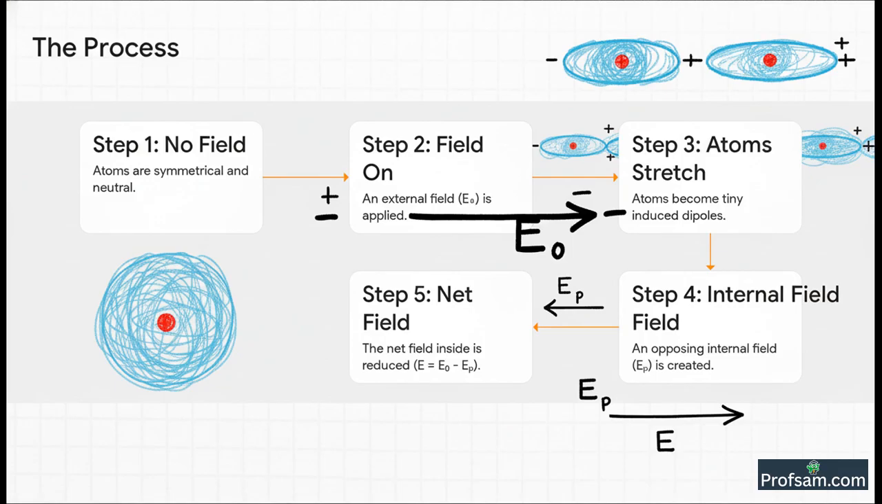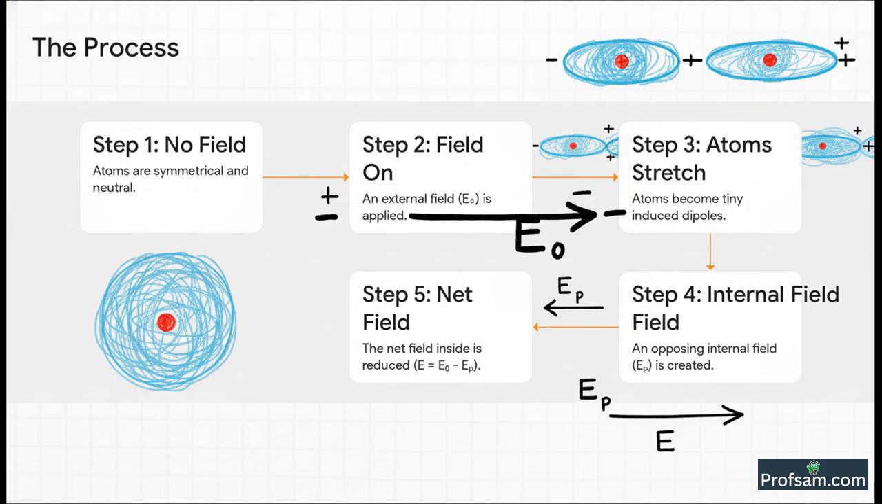As soon as we do this, the positive nucleus gets a little push in the direction of the field, while the negative electron cloud gets pulled in the opposite direction. This causes the whole atom to kind of stretch out into an oval shape, which you can see in step three. This stretched out atom is now what we call a tiny electric dipole. Okay, now imagine millions of these atoms all doing this at the same time. Together, as you can see in step four, they create their own small internal electric field, let's call it EP, which points in the opposite direction.